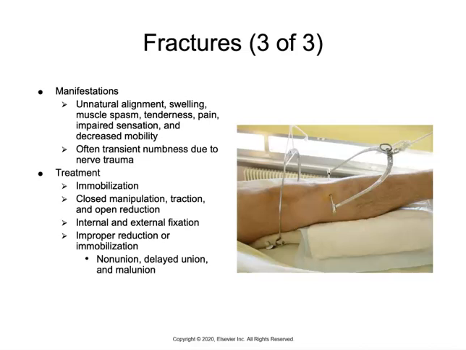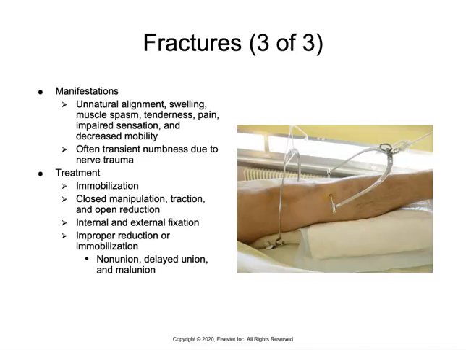Then we have open reduction, which is going to be more of a surgical realignment that would follow internal fixation with hardware like screws or plates. And we can have external fixation, which means we have pins or rods that are placed into the bone and connected to an external frame to stabilize the fracture. We can also use bone grafts that can fill bone gaps. They basically take this bone from a cadaver, sterilize it, and put it into the body.